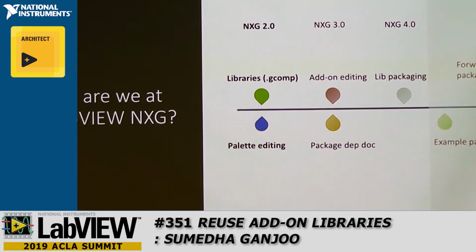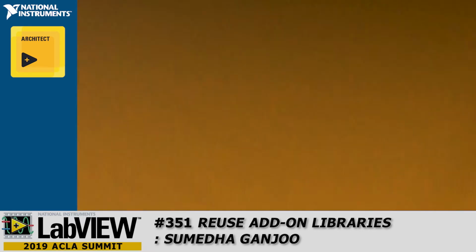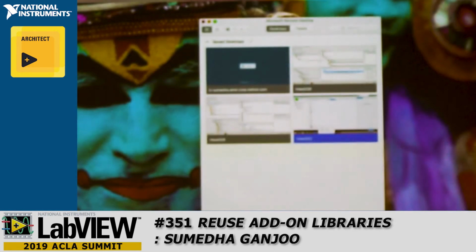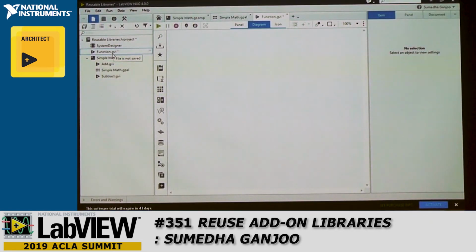What is next? So next, let's talk about add-on editing and package dependency document. And what are these things? The package dependency document gives the project the ability to track and look through the source and analyze which packages your source is using.